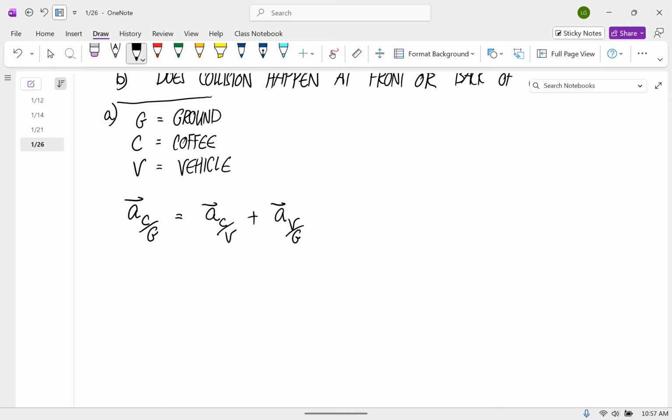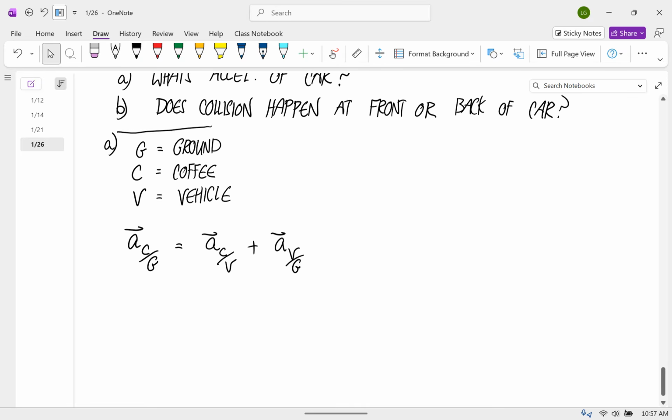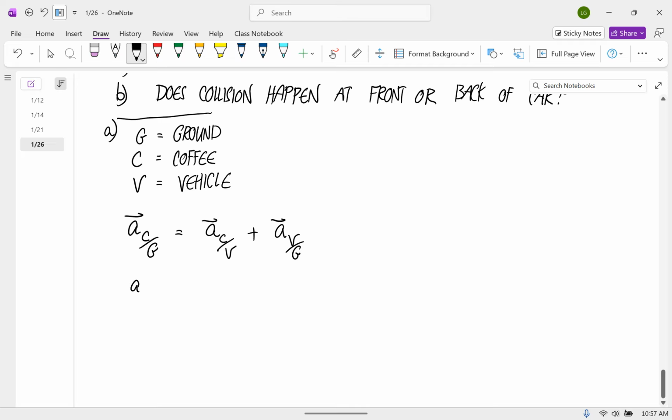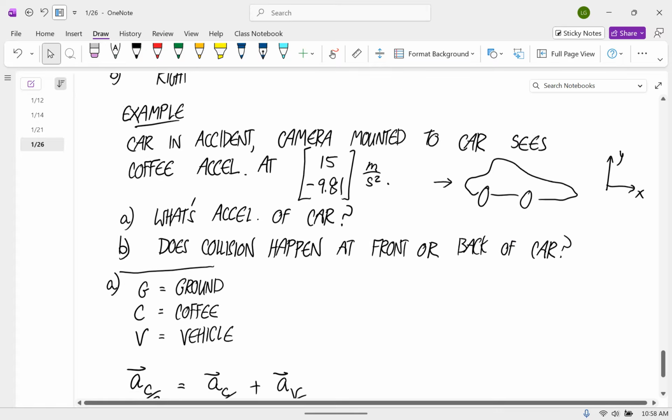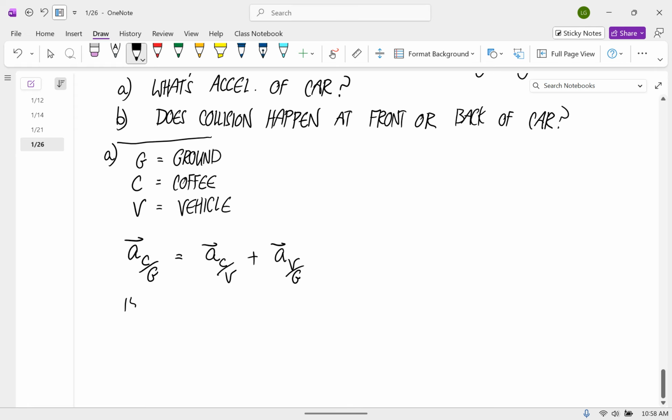So, okay. Acceleration of the car relative to the ground. That's the thing that we're trying to find, so we don't know that. Okay, so C is coffee. So acceleration of the coffee relative to the ground is given. So that's 15, negative 9.81.